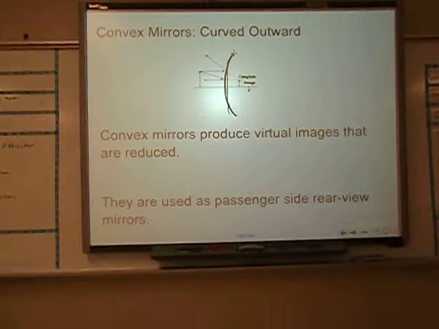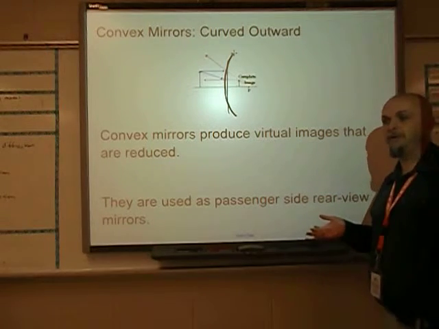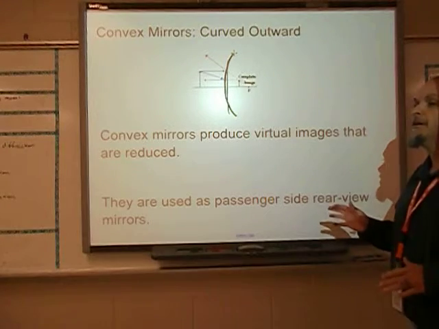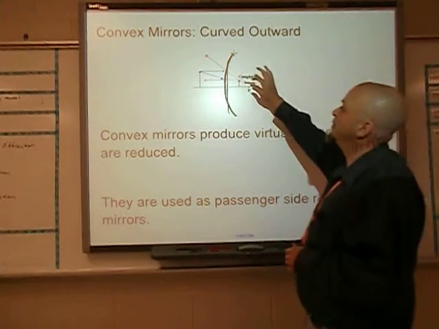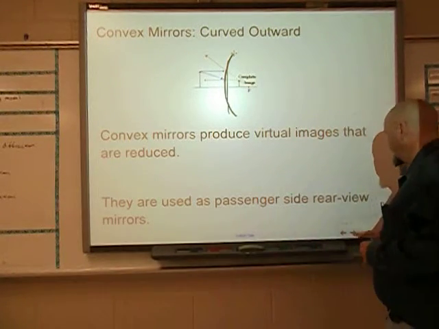It's smaller than actual size. They do that to provide a wider field of view. They do that to help with blind spots. So you can see more in that mirror. But the cost for seeing more is the reduced size of the image.